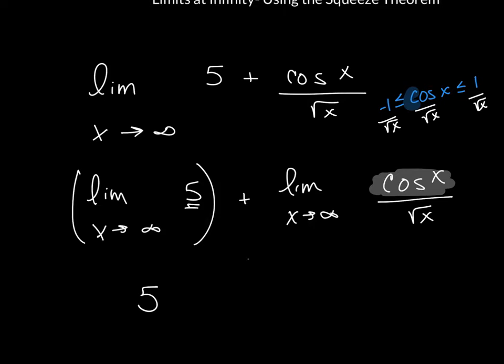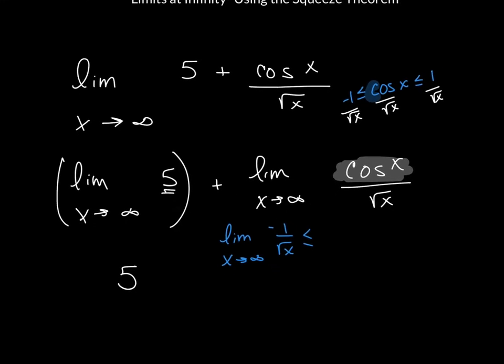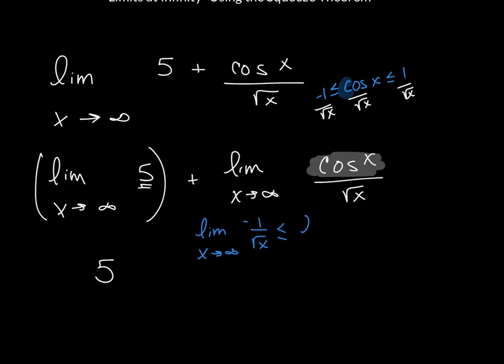So now using the squeeze theorem, if I divide this by the square root of x, that also stays true. Take the limit of all of those. So now I have the limit as x approaches infinity of -1 over the square root of x must be greater than or equal to the limit as x approaches infinity of the cosine of x over the square root of x, which is less than or equal to the limit as x approaches infinity of 1 over the square root of x.